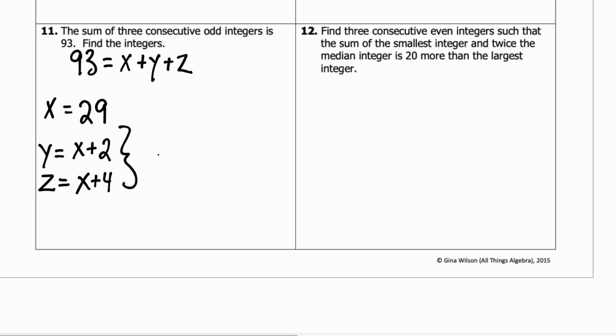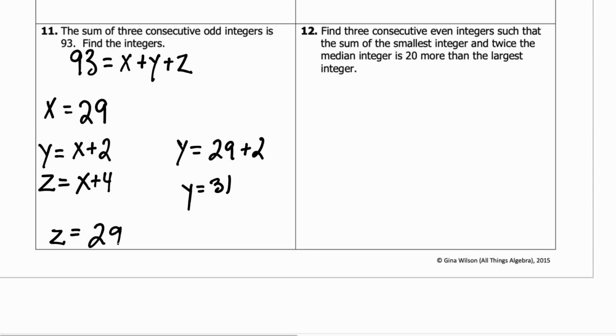Okay, since I established that my X is 29, then can't I find my Y since I know what my X is for this equation? So my Y would equal 29 plus 2, which would be 31. So I just found out that Y equals 31. Same thing here. If I plug my X into this equation for Z, Z would equal 29 plus 4, which is going to be 33.